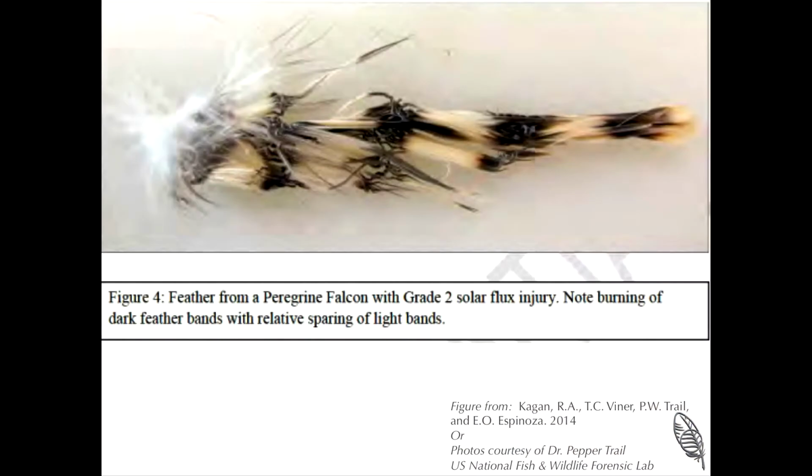The other thing that happens that's kind of fun is that the energy goes to the black part and melts the black part of the feathers. So you end up with this constriction of the feathers where the white remains its integrity a little longer and the black shrinks.